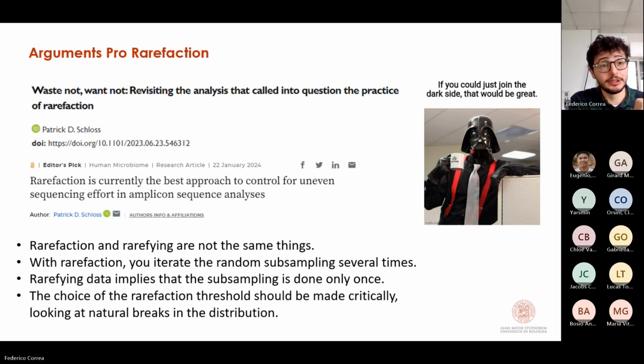Okay, so once the author remade all the analysis, they found that rarefaction is still the most robust approach to the different sampling effort. And also point out what I said before, that the choice of the rarefaction threshold should be made critically by looking at the distribution of your data.